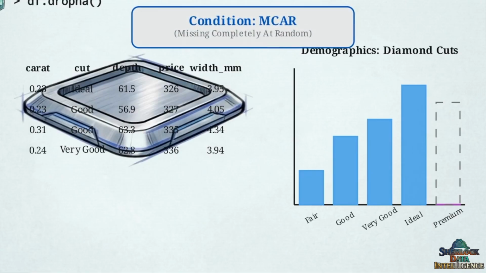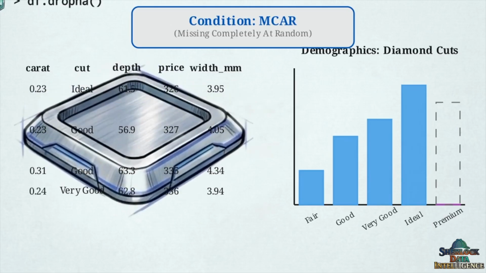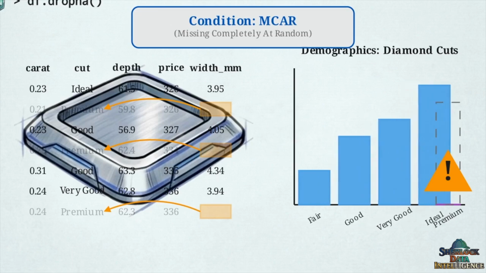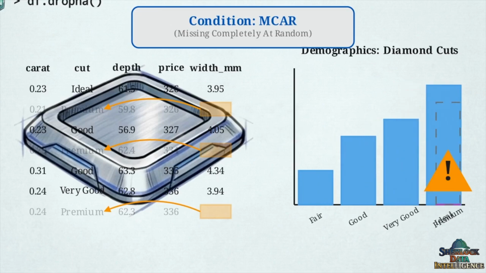Deleting rows is only mathematically safe under one strict condition. The data must be missing completely at random, or MCAR. That means the blank cells have no underlying pattern and aren't related to the other variables in your table. If the data isn't missing at random, say the premium cuts were skipped during data entry because they require a different measuring tool, our deletion introduces severe selection bias. We have just slashed a specific subgroup out of existence, completely warping the reality of the remaining data.